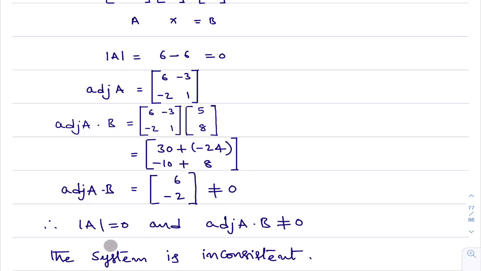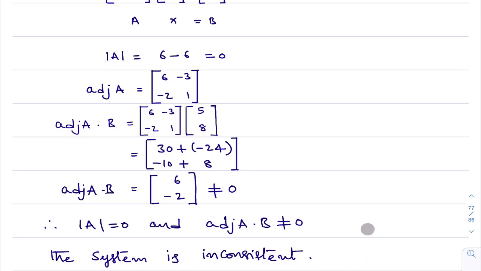We calculated det A, we got answer 0. When we got answer 0, then we will go with adjoint A into B. Adjoint A into B is non-zero. Adjoint A into B is non-zero means the system is inconsistent. Second case. What is the second case? We will discuss it in today's class only.